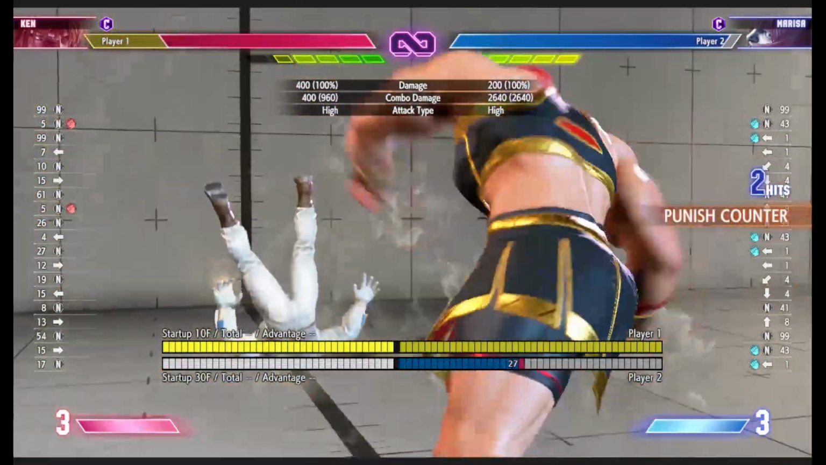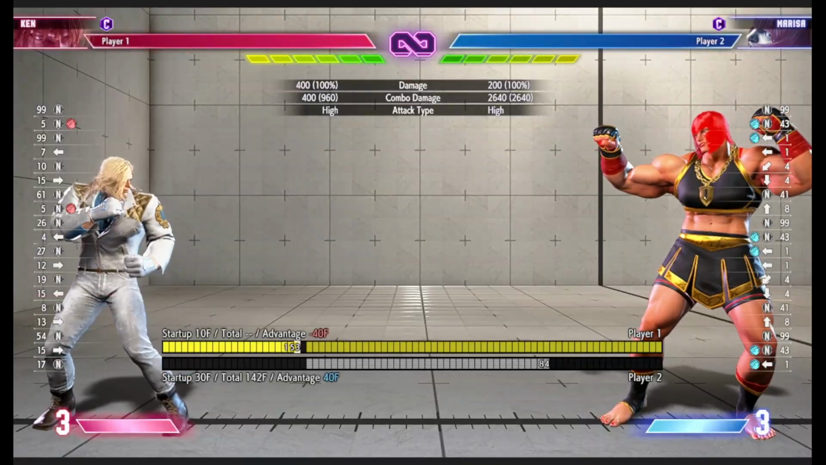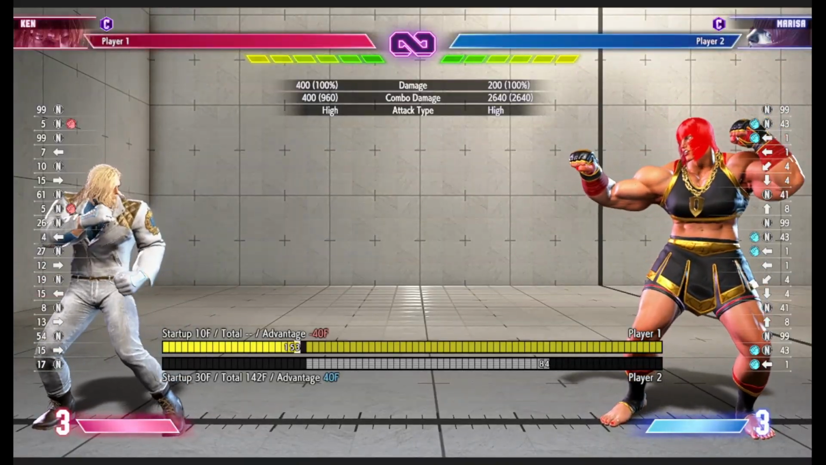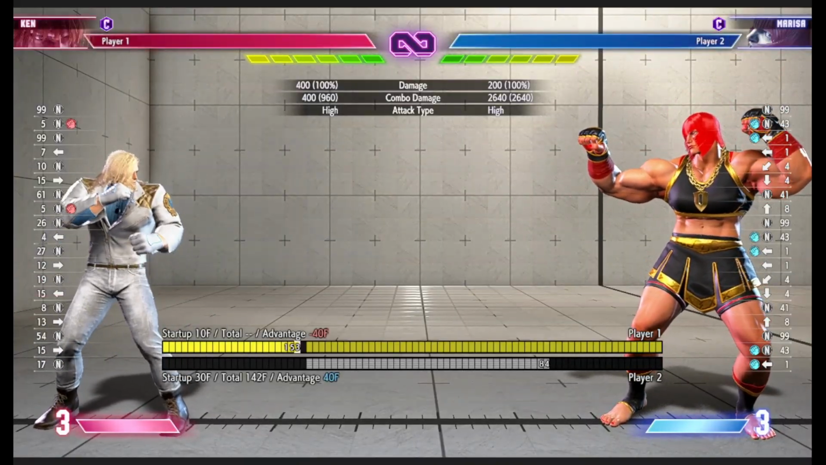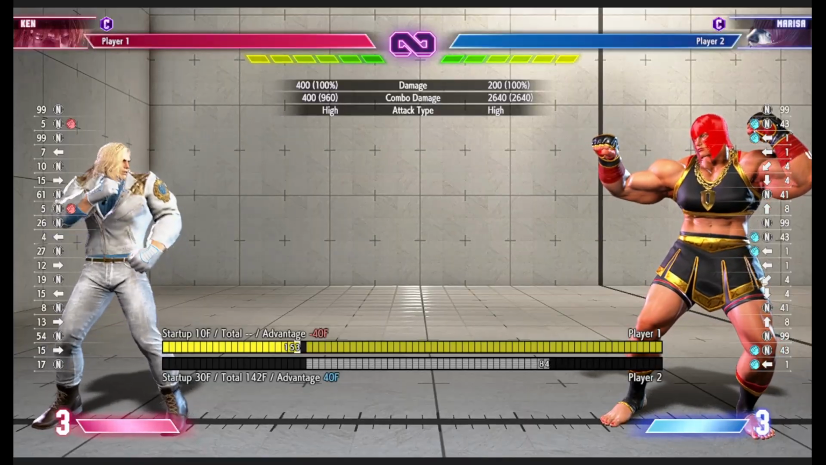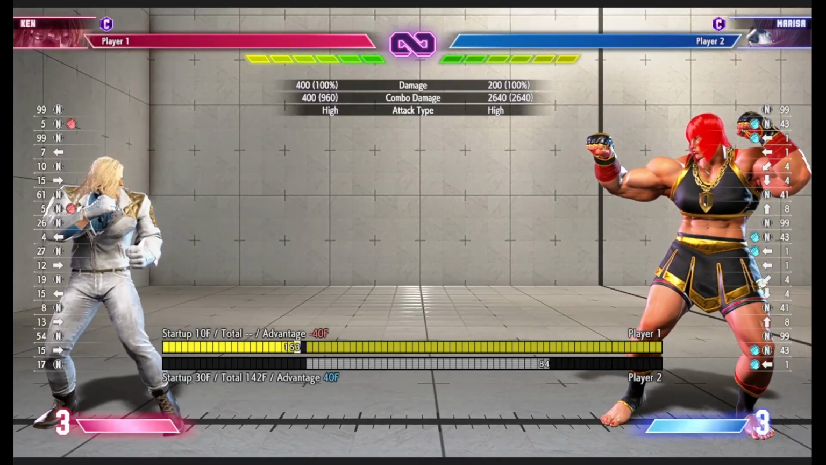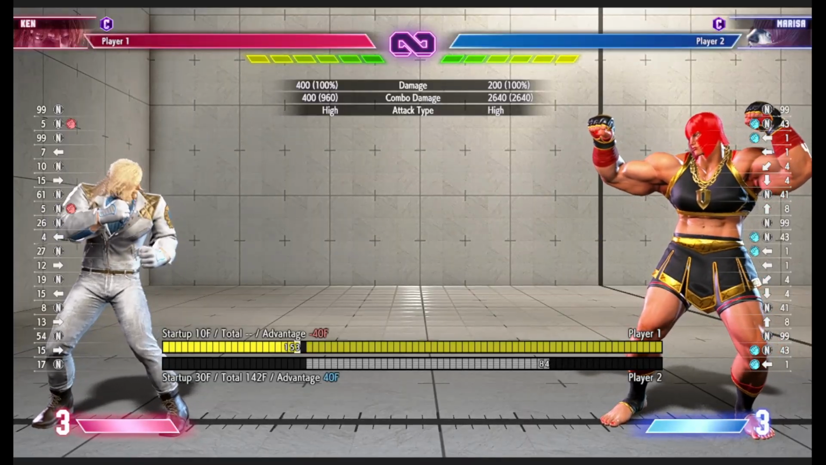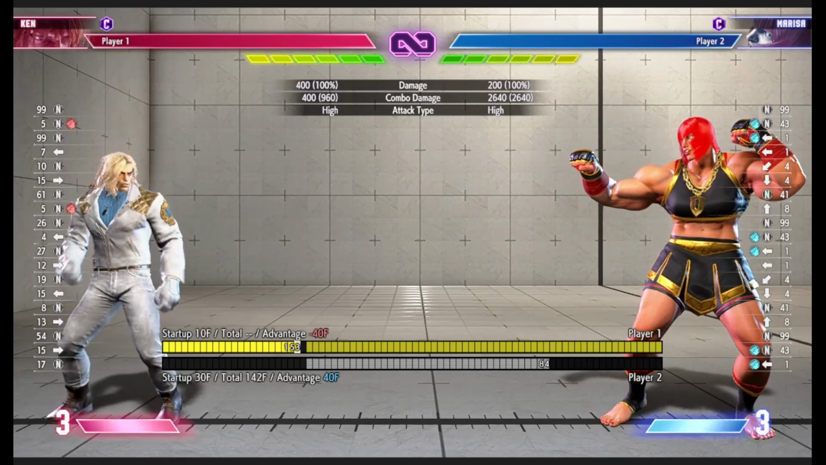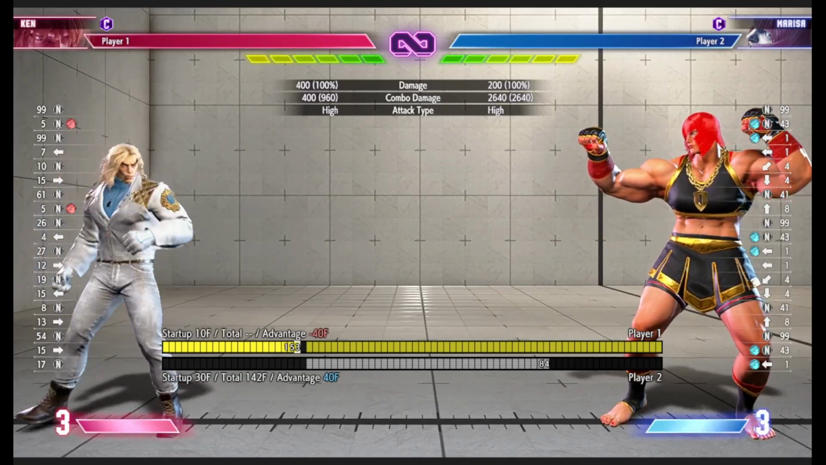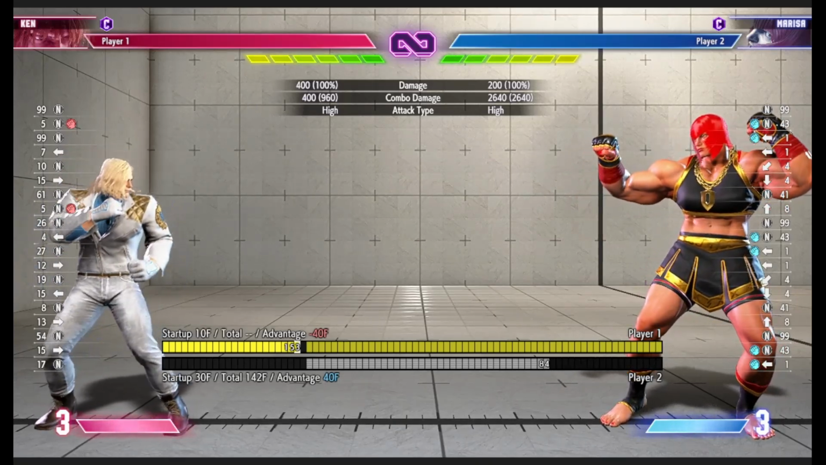You may have gotten hit by this move many times by Marissa. Marissa, charge, quarter circle forward punch. Zangief, stand, charge, heavy punch. Moves that have that type of armor only have upper body armor.